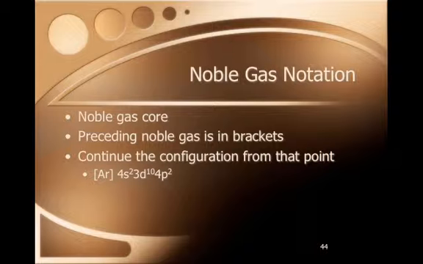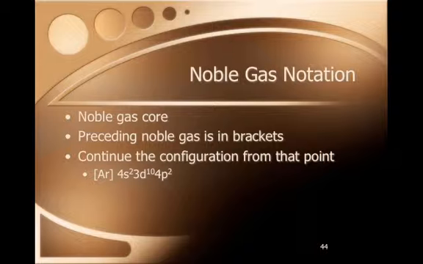Okay, so the noble gas core, noble gas notation. Last time we took notes about electron configurations, you asked about what if we have to write out a configuration for uranium or something that's way down and you have to write out that whole thing. That's where the noble gas notation comes in. You're going to be able to do a little shortcut where you put the preceding noble gas in brackets and then you continue on from that point.